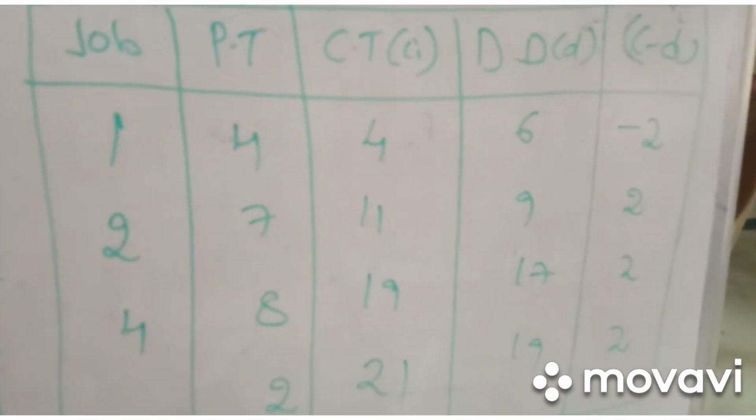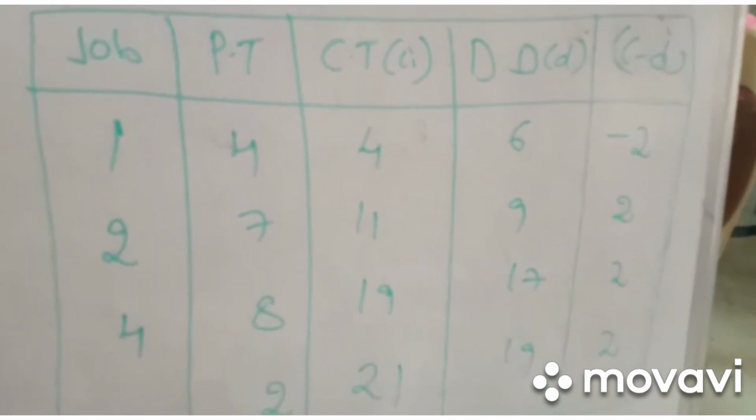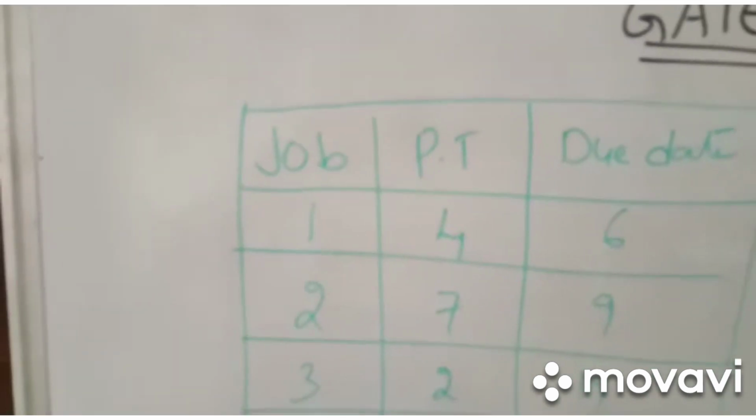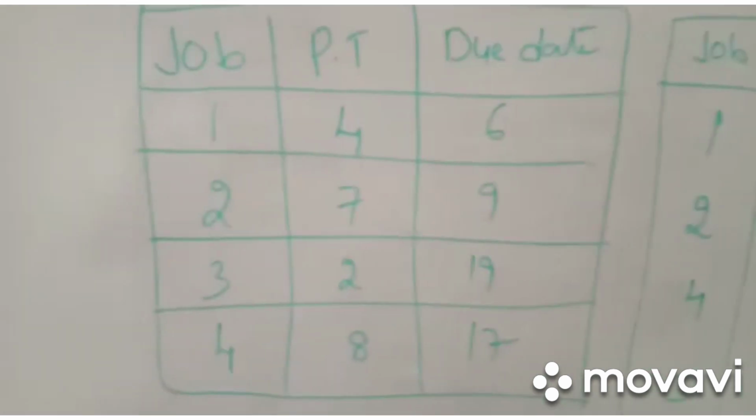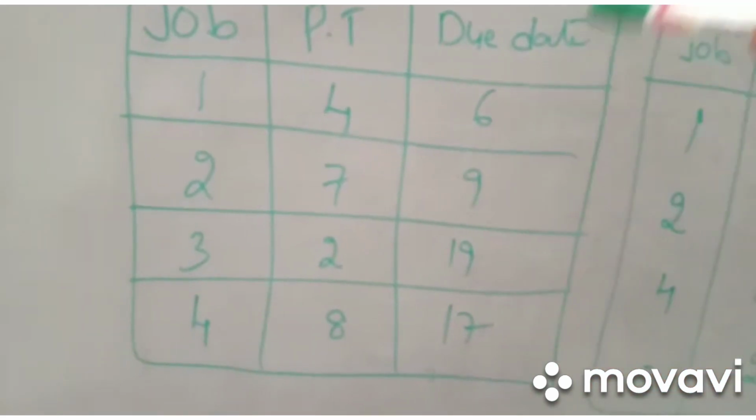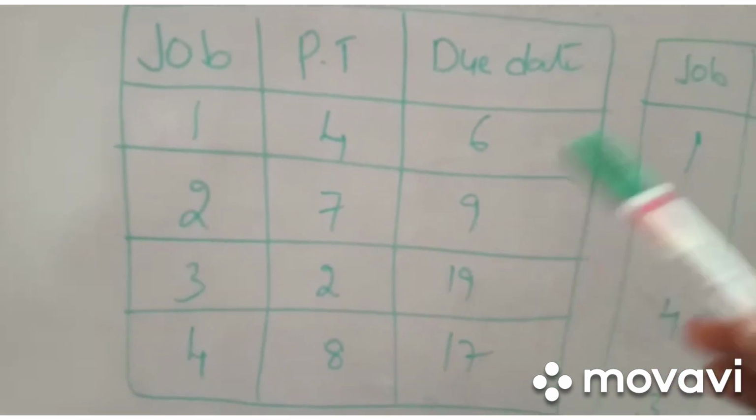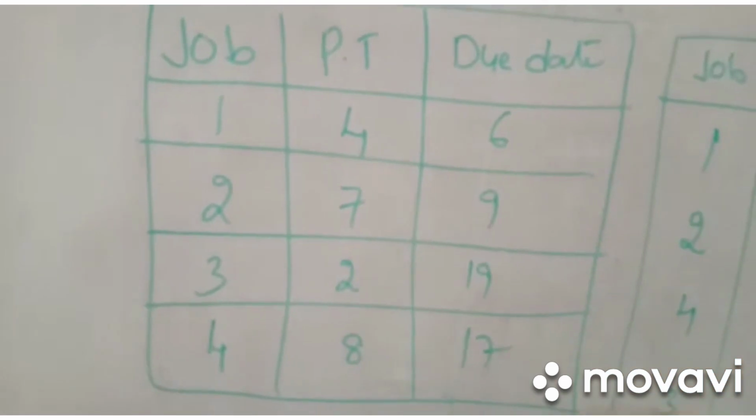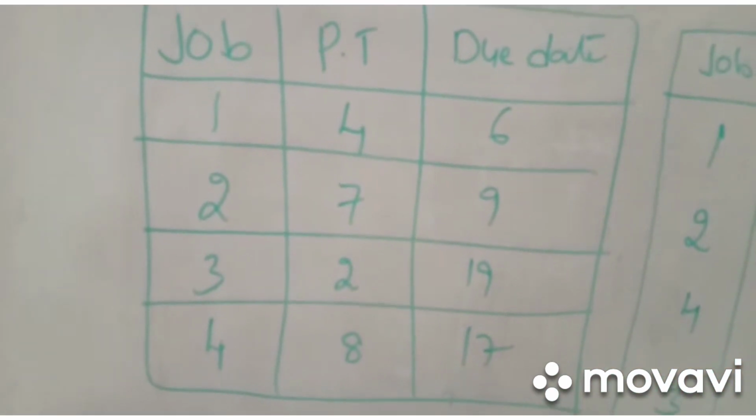This is a very, very important concept, the due date relation, which you apply in your formula. So whenever you have a due date relation, please identify the sequence. Sequence is very, very important, and the sequence is based on the due date. But earlier in the SPT rule, shortest processing time, what you were supposed to do is arrange the jobs in a sequence based on the shortest processing time.